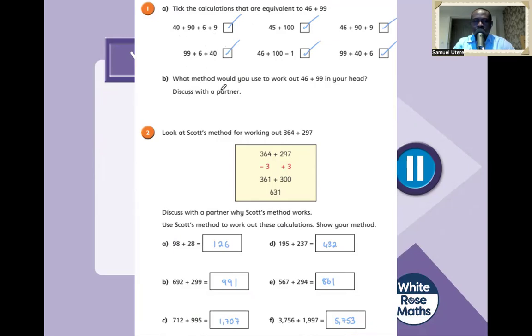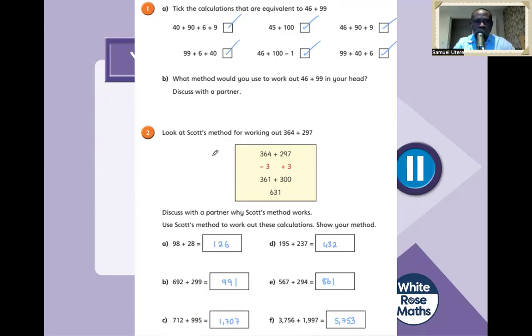And then B, you were asked, what method would you use to work out 46 plus 99? Well, I would prefer the one where I take 1 from the 46 and add it to the 99, which will make it 100. So my answer will be 145. Okay, so I'll take 1 from there, add it to that, then that will be 145. So there are different mental strategies that you could use.